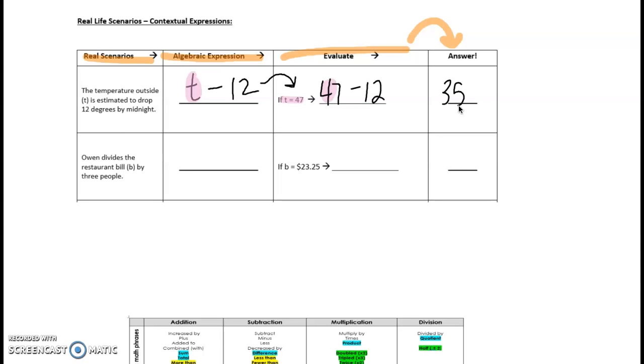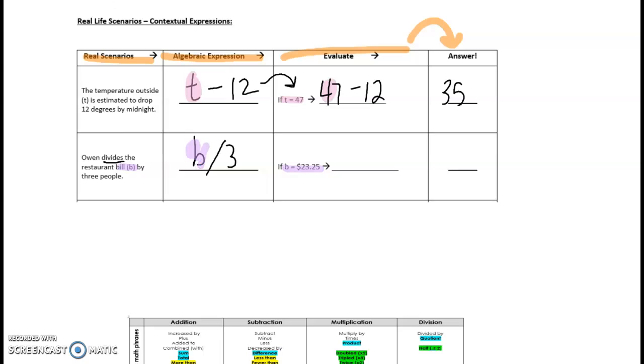All right, the next one. Owen divides the restaurant bill by 3 people. If I take a look again, you should see your keyword in there is divide. It's pretty straightforward. We're looking to divide the bill by 3 people. Now, how much is each person going to pay? Well, let's suppose that the bill is, and B is standing for bill, $23.25. So that's going to be put in place of my B value.